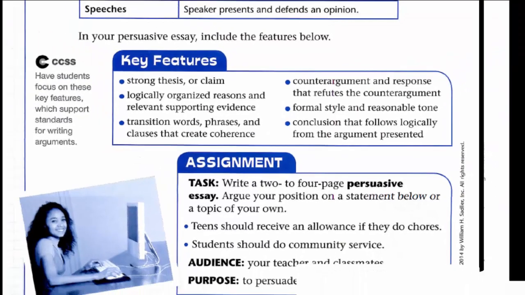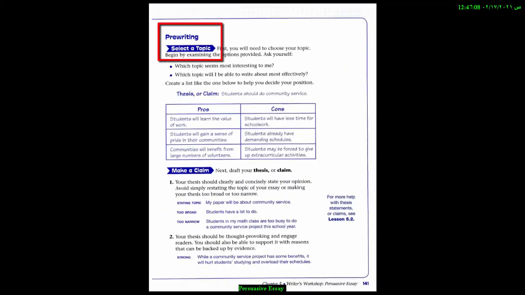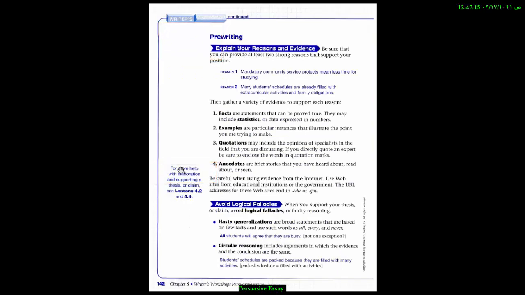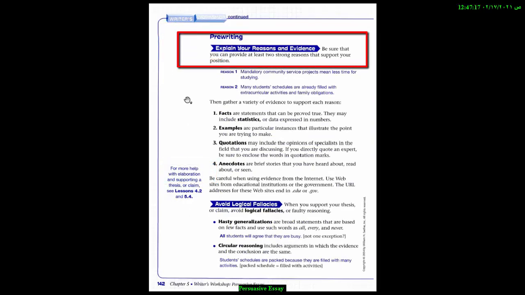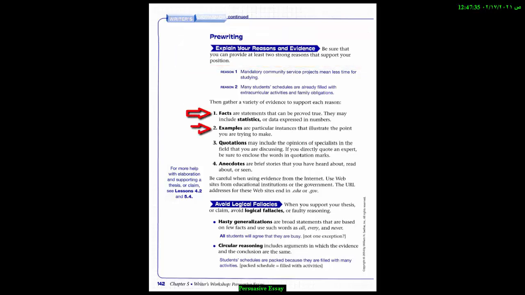In the pre-writing stage, you should select a topic and then make a claim. Also, you need to explain your reasons and evidence. The evidence that you can use can be either facts, statistics, examples, quotations, or anecdotes. Also, you need to avoid logical fallacies. When you support your thesis statement, you should avoid logical fallacies. What are they? They are either hasty generalizations or circular reasoning.